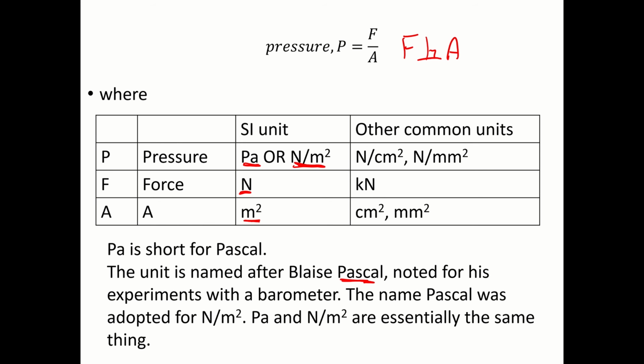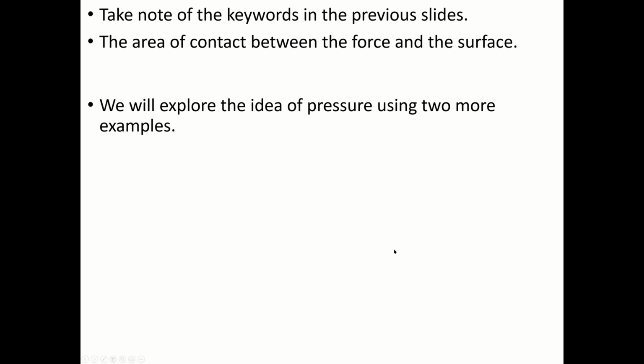But when you solve problems, do take note. Sometimes the area is given in cm square, sometimes it's in mm square. There's no need to convert to SI unit unless the question specifies so. So you can express your unit for pressure in newton per cm square or newton per mm square. Take note that the area we are referring to in the formula for pressure must be the area of contact between the force and the surface.